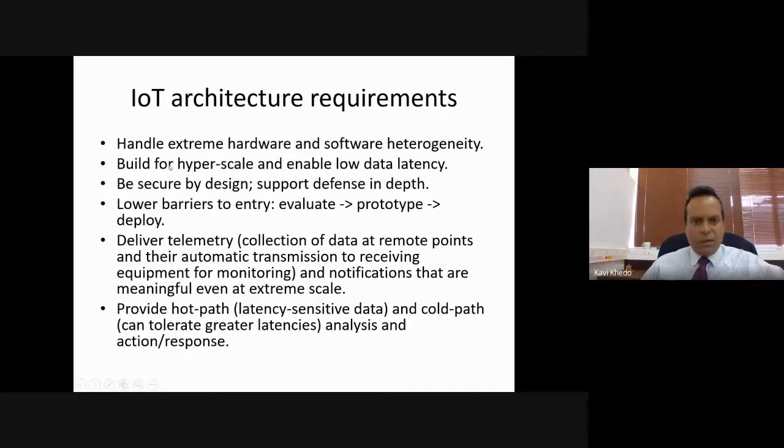Okay, let's proceed. So we have a number of requirements. We have discussed a lot on this extreme hardware and software heterogeneity. So now you understand the idea of heterogeneity. And when we talk about hardware heterogeneity, it is that the system adapts, it is compatible, it can work with different types of hardware. Okay, second point, build for hyperscale, enable low data latency. There are 2 points here. Build for hyperscale, and on the other side, it says enable low data latency. Enable low data latency, I think it is quite easy.